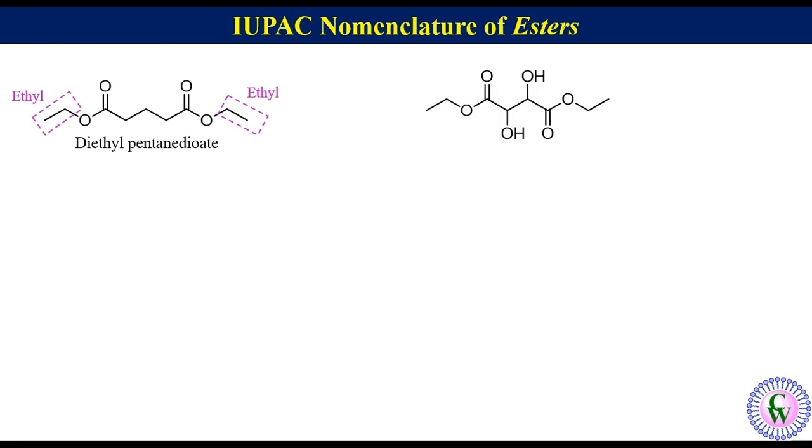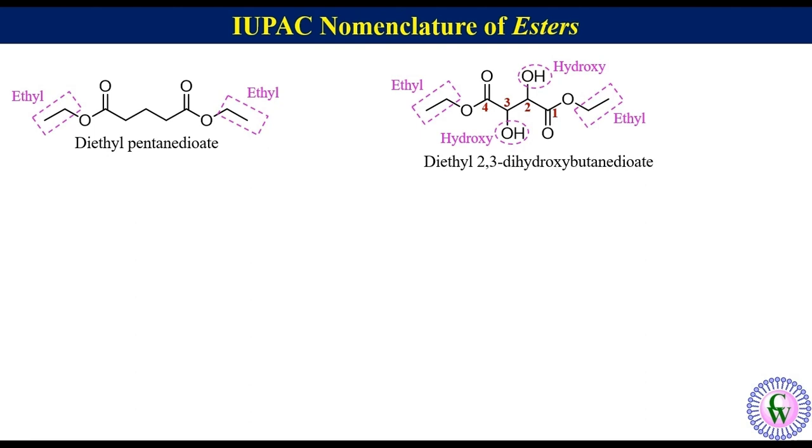Diethyl tartarate. Here also the two R prime groups are ethyl. Parent chain has 4 carbon atoms, which is numbered as 1, 2, 3 and 4. Here we can see that there are two hydroxyl groups at C2 and C3. So the IUPAC name will be diethyl 2,3-dihydroxybutanedioate.